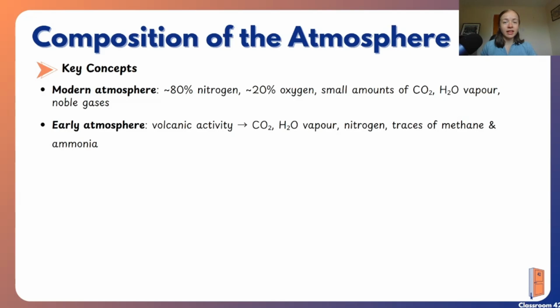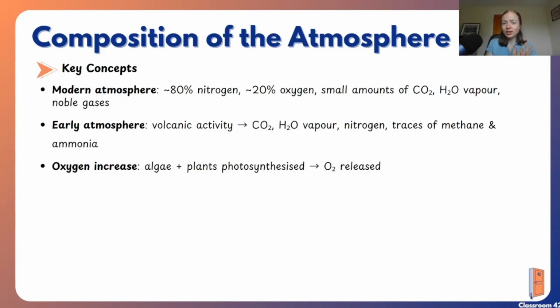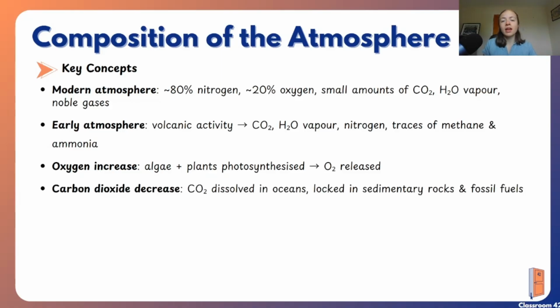But the early atmosphere was slightly different, and due to volcanic activity that led to that increase in carbon dioxide and water vapour, nitrogen, traces of methane and ammonia as well. And then the oxygen increased over time from that early atmosphere to our modern atmosphere due to algae and plants photosynthesizing, which released oxygen. And carbon dioxide decreased because carbon dioxide gradually dissolved in oceans. It was also locked in sedimentary rocks and stored in fossil fuels as well, so quite commonly plankton. But that's basically explaining how the atmosphere came to how it is now.